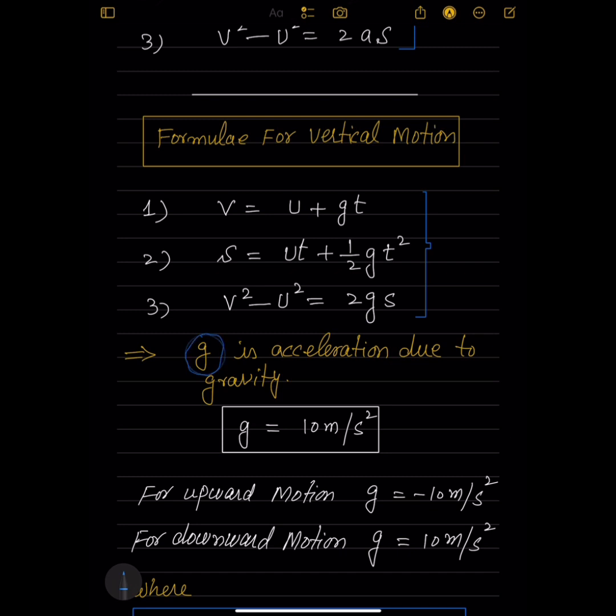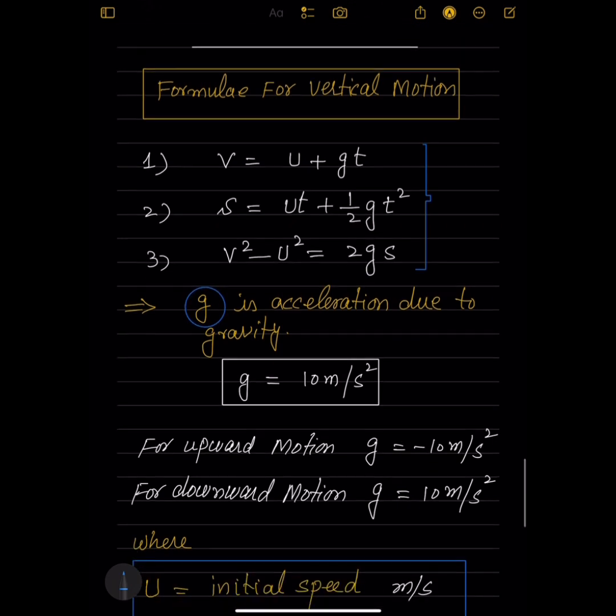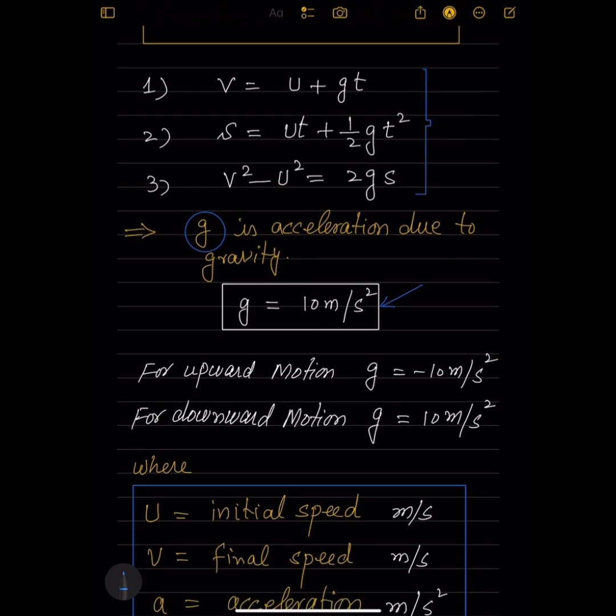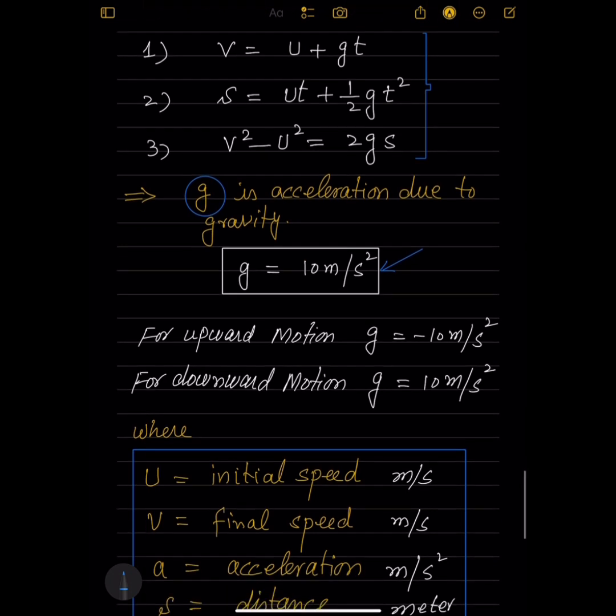g is acceleration due to gravity और इसकी वैल्यू मैकेनिक्स में हमने 10 मीटर पर सेकेंड स्क्वायर ही लेनी है. Remember it that for upward motion of the object the value of g will be negative 10 meter per second square, and for downward motion the value of g will be positive 10 meter per second square.